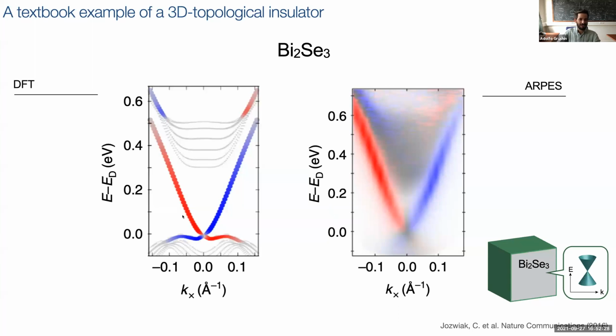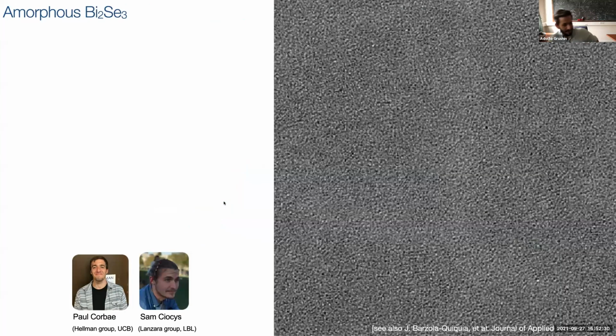Nonetheless, this didn't demotivate Paul and Sam, who were the PhD students behind these experiments, Sam on the ARPES side and Paul on the growing and the transport, which I'll show in a second. Paul grew amorphous bismuth selenide, which had already been grown, but its properties in terms of topology had not really been understood by other groups.